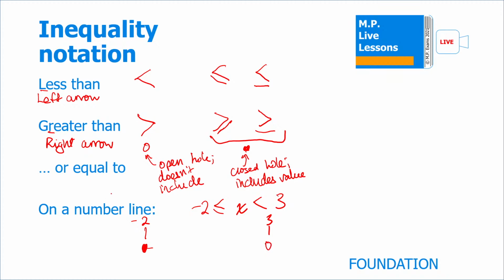And what we do is simply join them up together. If it was open-ended, like if we just had x is greater than 5, we'd have, again, an open hole since it can't equal 5. But since it goes in only one direction, we need to have an arrow, so it goes on to infinity.